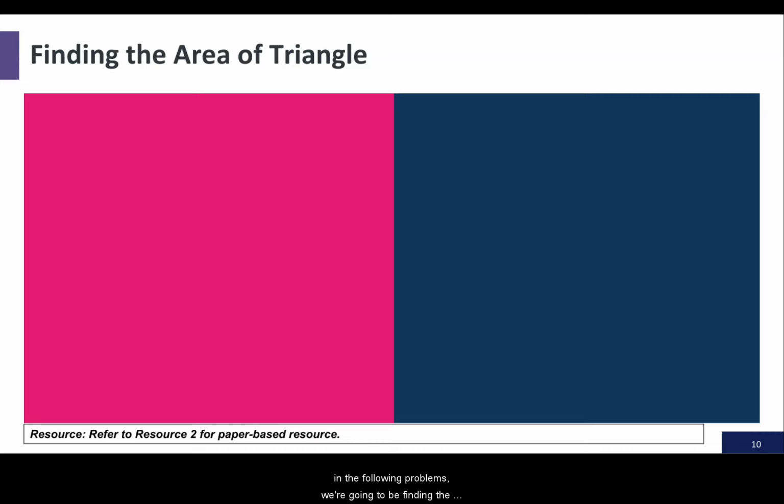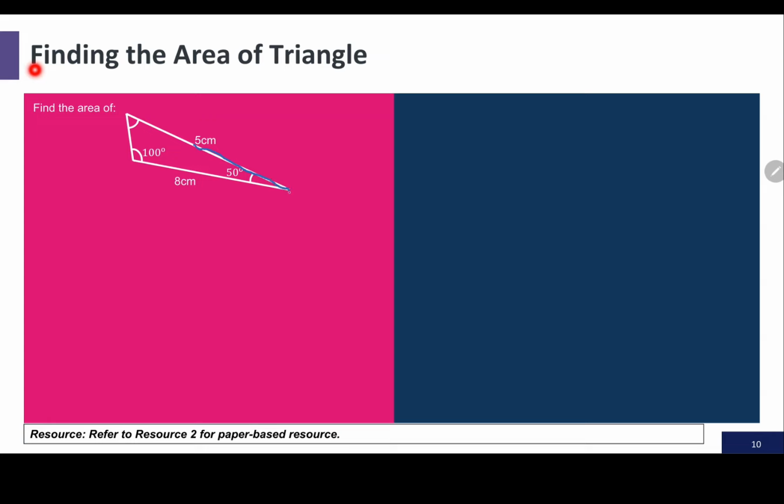So in the following problems, we're going to be finding the area. The first step is to identify and label the sides. So in this problem, I'm looking for two sides and an angle between. And there it is. Two sides and the angle between. So if I'm using a half AB sine C, or a half BC sine A, or a half AC sine B, which are all equivalent, it wouldn't matter.